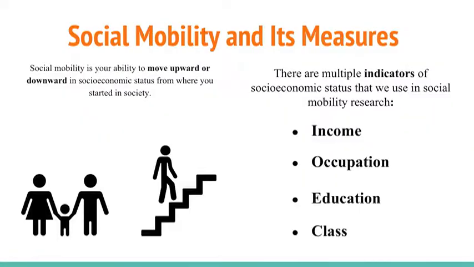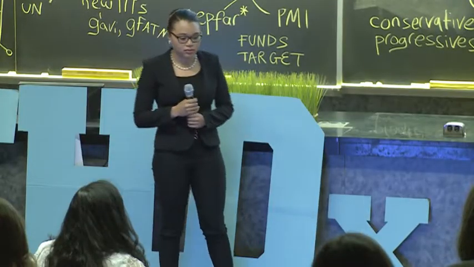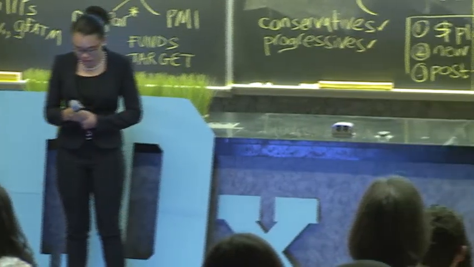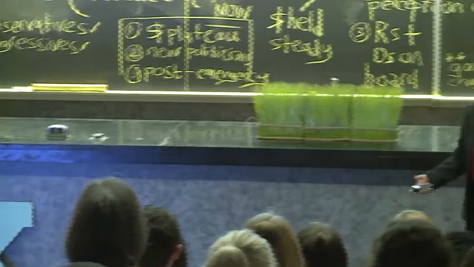Essentially, social mobility is one's ability to move upward or downward socioeconomically from where they started in society. Some common indicators that measure socioeconomic status in social mobility research include income, class, occupation, and education. Over the years, researchers have developed innovative methods of measuring these socioeconomic outcomes and the determinants of social mobility.